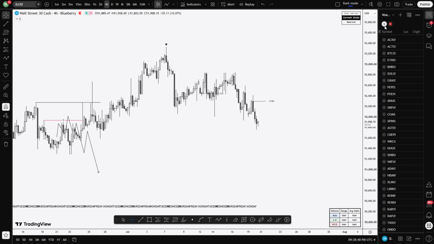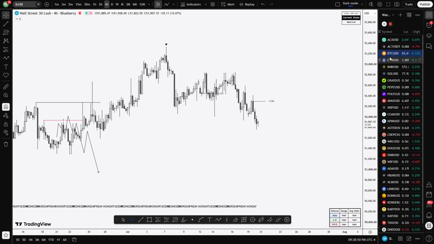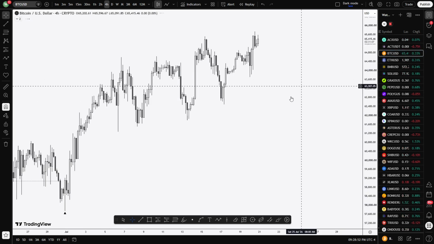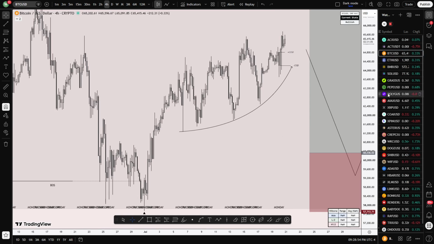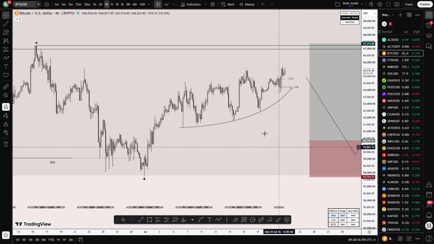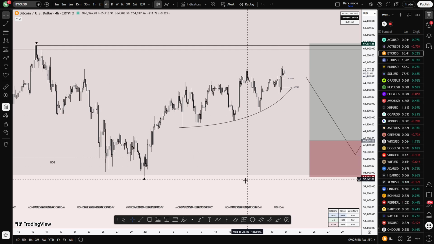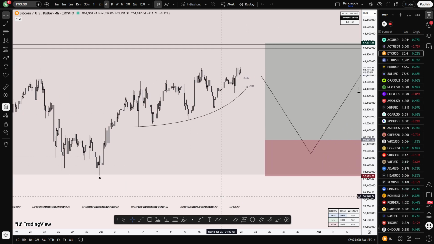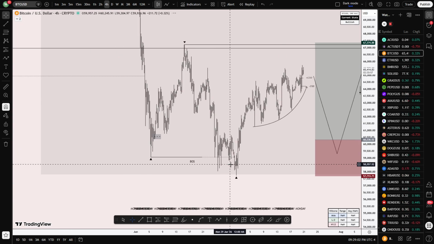So my last pair would be Bitcoin. I said I needed to see price trade lower on BTC, and so far we're still around the same place.